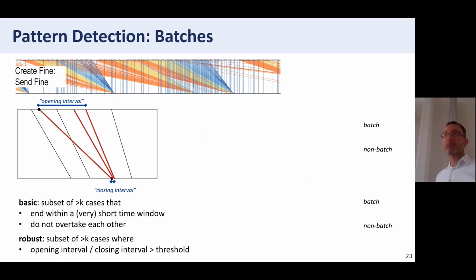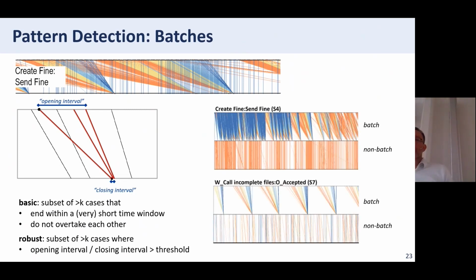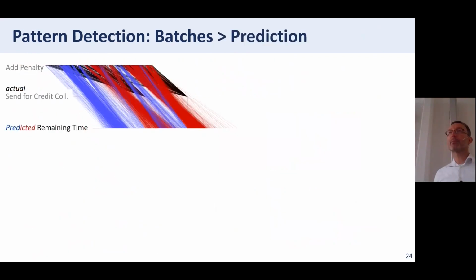Another option, recently developed by a student that I supervised, is to look at the relation between the opening and the closing interval. So then you don't have to look at so many thresholds. It's a bit more robust. And that allows you to take apart the data and look at the cases that end up in the batch and the cases that are not batched. So you can categorize them now. And you can use this, for example, for prediction. I'll just sketch this very briefly.